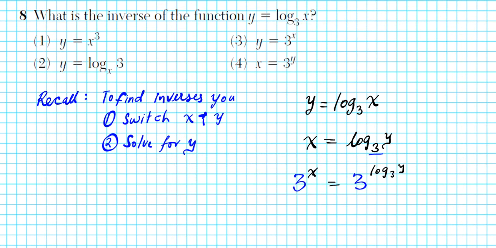So what does that accomplish? On the right side, we have the exponent of a log with identical bases, they're inverses, and cancel out. So your final answer, y, is equal to 3 to the xth power. Okay? Final answer for number 8 is option number 3.